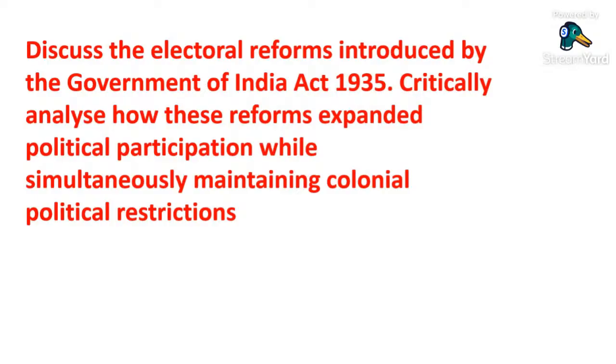The British strategically used communal representation to divide Indian society. The powers of governors and the governor general, including veto authority, ensured elected governments remained subordinate to British interest and undermined the democratic intent of reforms. The limited nature of the franchise ensured that political participation remained confined to elites, slowing the democratization process. Just to conclude, the electoral reforms in the Government of India Act 1935 were a double-edged sword.